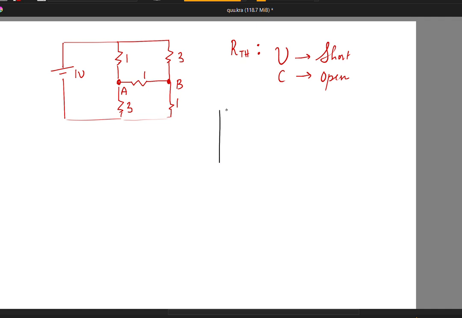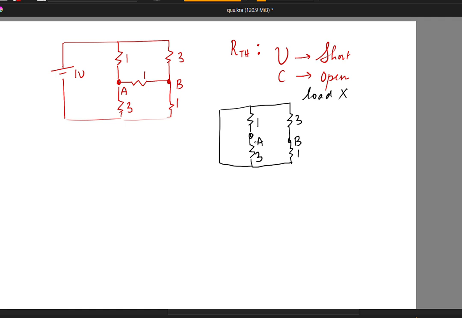We will come here. We would have a 1 ohm resistance. There's a right, and the load will always be removed. Yeah, so we remove the load. We get a 3 ohms there, and there's going to be a B, and then there's going to be a 3, and there's going to be a 1. Yeah, that's how it looks like.